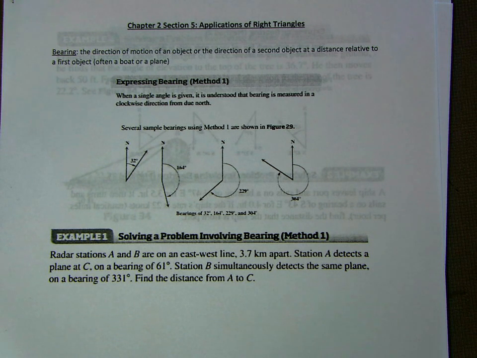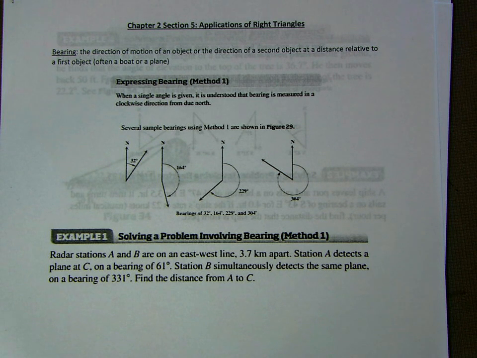So what is bearing? Well, bearing is the direction of a motion that the object is taking, or it can be thought of as the direction of a second object at a distance relative to the first object. So when we talk about getting our bearings, that's actually what we're talking about. We're trying to figure out which way we're facing, where we're at, our location. That's where that saying comes from, the actual mathematical getting your bearings.